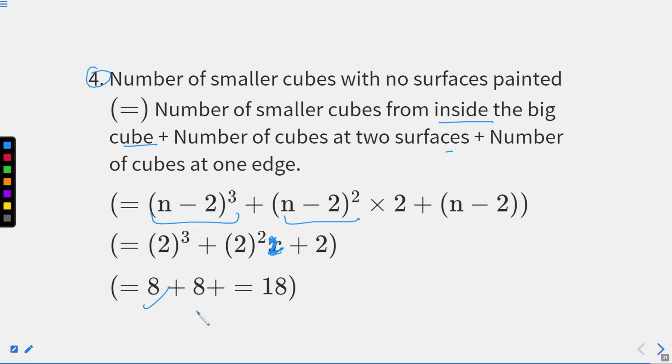So this is 4 into 8. 4 into 2 will be 8, and plus 2 will be there. Make this correction as well. Right. There are a few corrections, but the total answer will be the same, that is 18. I hope you are clear with this part. Okay. So this is the end of this chapter as well.